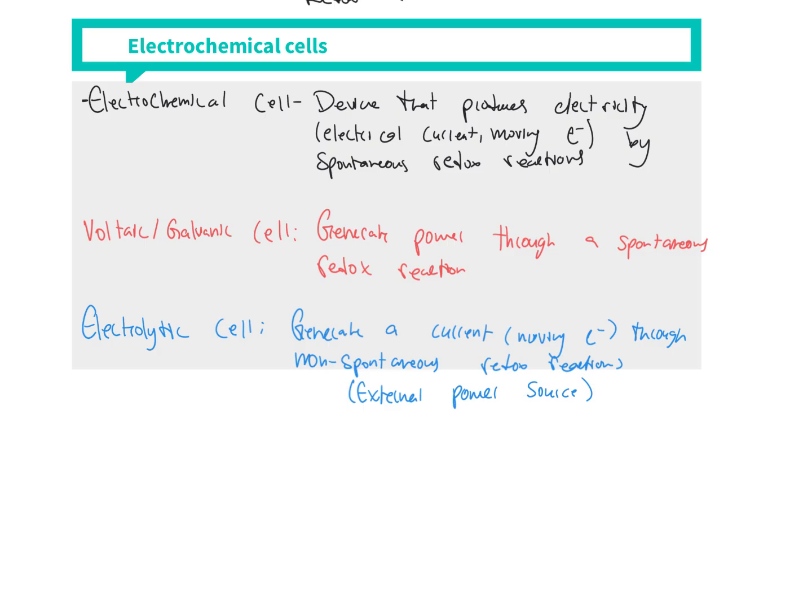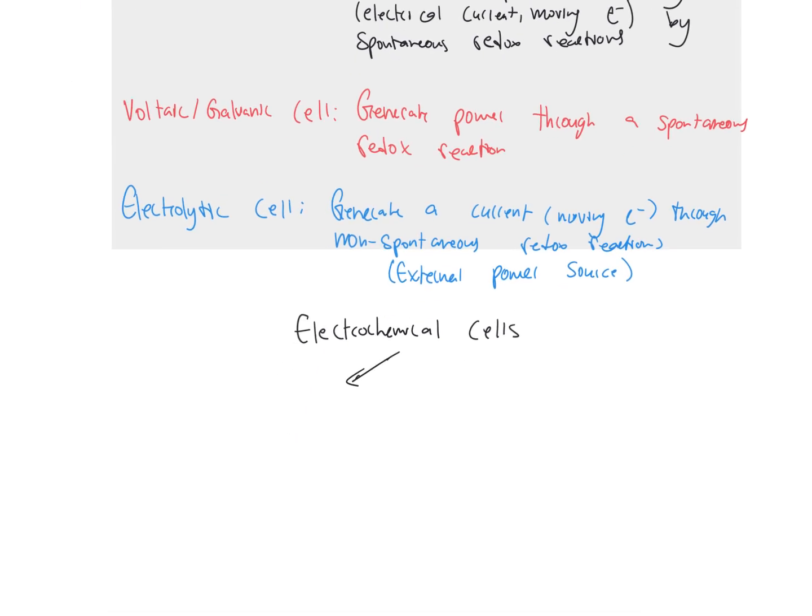And so essentially you can think of electrochemical cells as an umbrella term. Both of these are electrochemical cells, and we have two types. We have a voltaic and an electrolytic. Voltaic is spontaneous, and electrolytic is non-spontaneous. Regardless, both of them are a redox reaction.